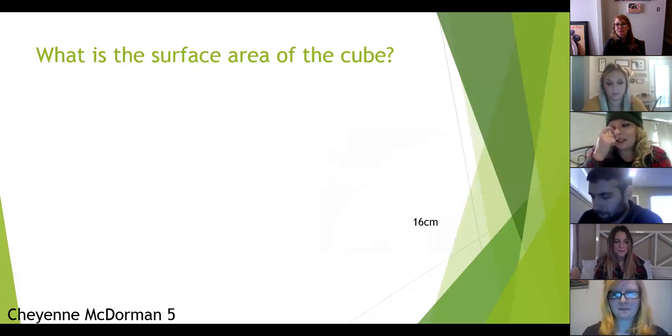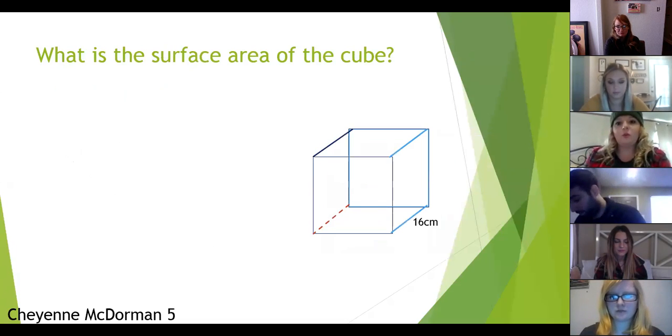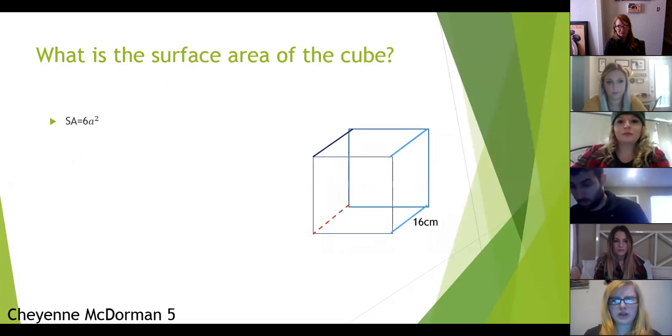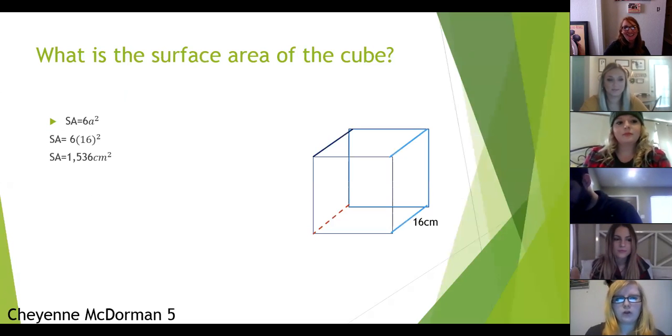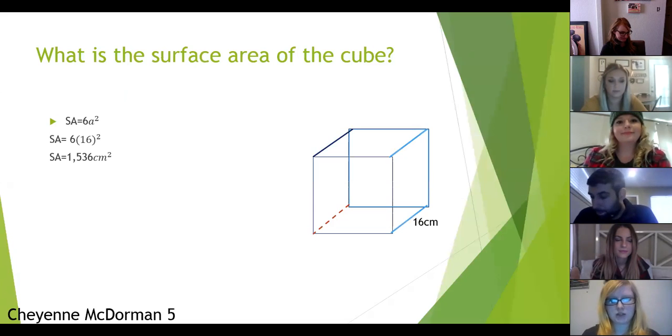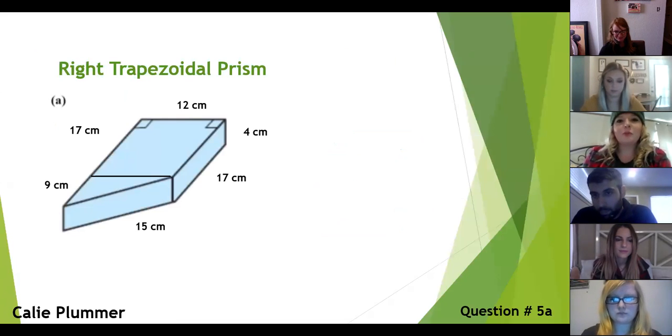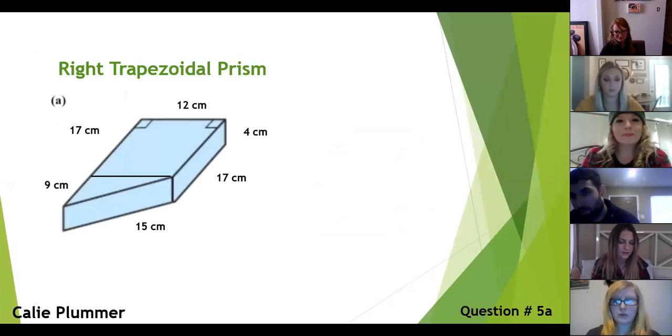Okay, Cheyenne, what is the surface area of a cube? Well, to find the surface area of this cube, we need to use this formula of SA equals 6 times A squared. So we know A equals 16. So we're going to take 6 times 16 squared, which will give you 1,536 centimeters square. Thank you so much. That helped me. You're welcome.